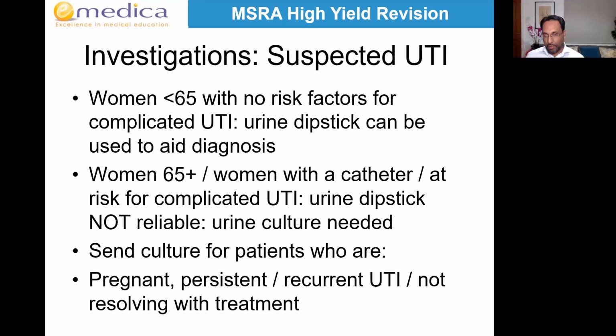But women 65 plus, women with a catheter, women at risk for complicated UTI, urine dipstick's not reliable. You can't use that for diagnosis. You need a urine culture. Other patients where you'd want to send a culture, patients who are pregnant, someone with a persistent UTI, a recurrent UTI, someone who's not resolving with treatment when you just used empirical antibiotics, because it could be that they have resistance to whatever antibiotics you're given.